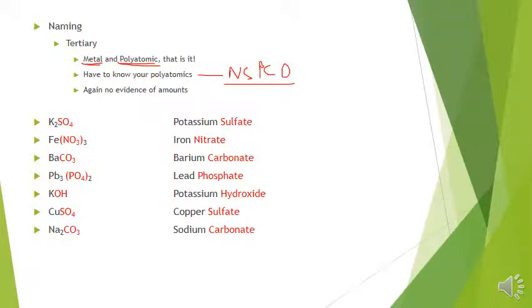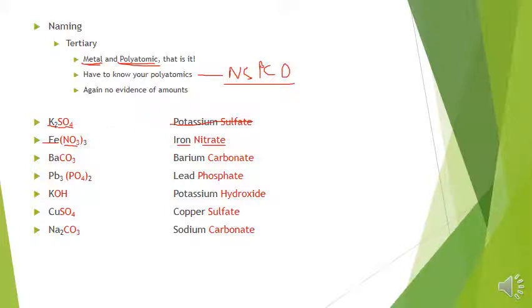Okay. So K2SO4, well, we know it's ionic already because these are all metals. Potassium sulfate. Okay, this guy's iron, and it has nitrate, NO3: iron nitrate. Now, I left the charges off of these, and when you do them, I want you to put the charges on them.